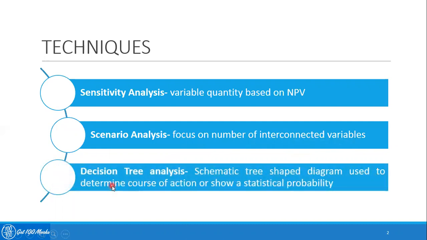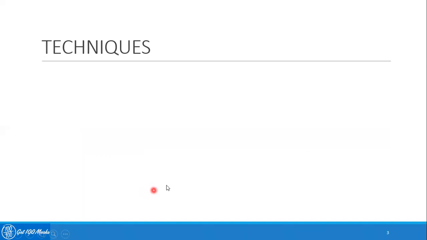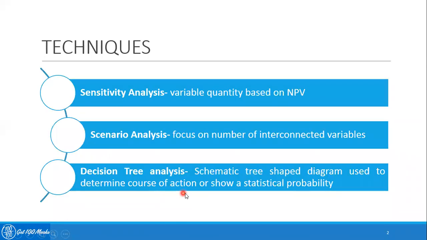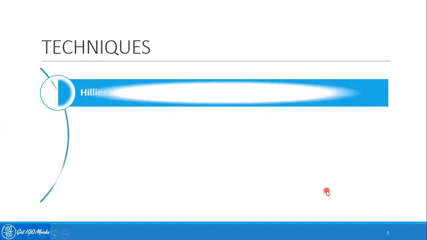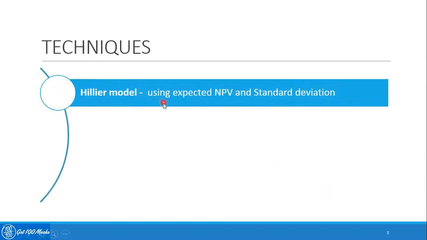And the third one is decision tree analysis. Decision tree analysis is a semantic tree-shaped diagram used to determine the course of action or to show a statistical probability. The next method is Euler model.